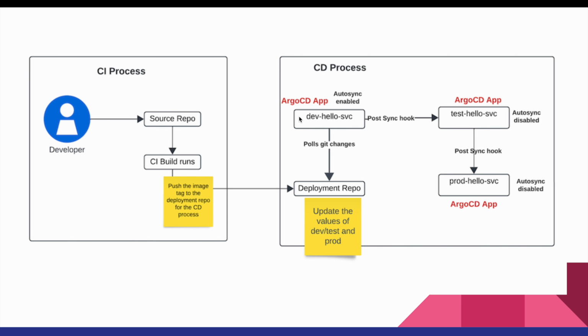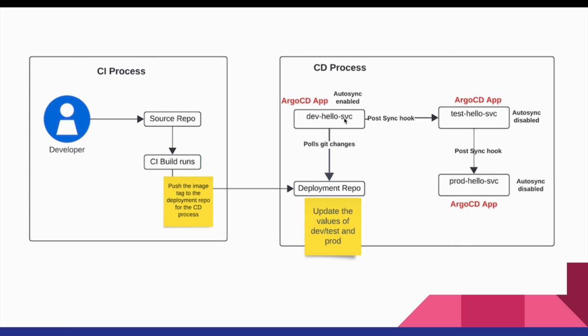So for that, you will have Argo CD applications that you will be creating. You have three environments like dev, test, and prod. So you will create three applications in Argo CD, and these are simple, like Jenkins jobs. But your dev Argo CD application is pulling changes from Git, and here you have auto sync enabled. So as soon as it pulls the changes, it will do the deployment, because your auto sync is enabled.